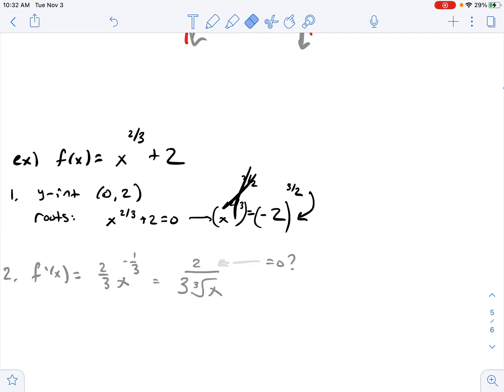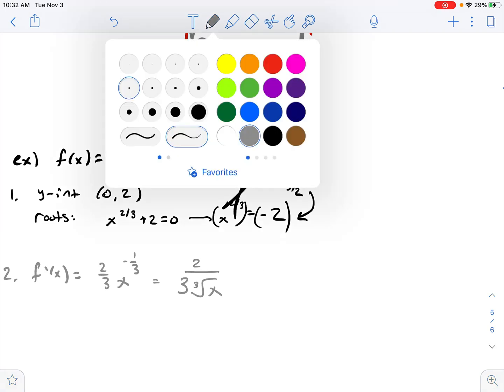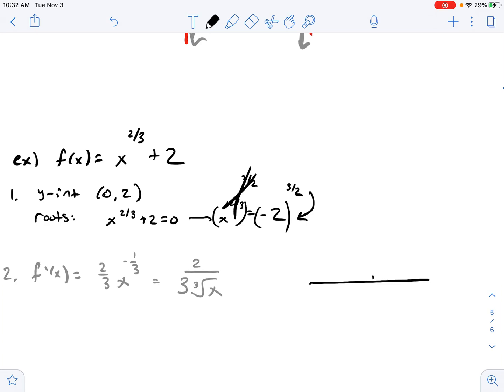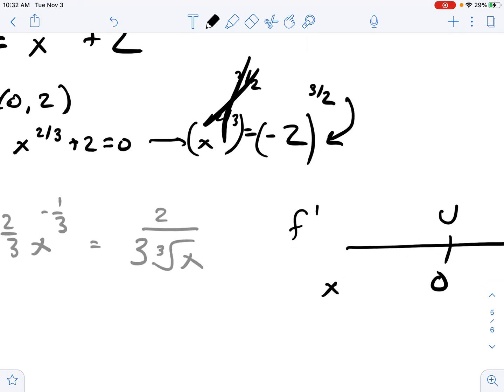Now, will that ever equal 0 in the numerator? No, there's no x. So the derivative never equals 0, but it is undefined at x equals 0. Okay, notice 0 makes the denominator 0. So we have a critical point at 0. And if I take a negative number and I take the cube root of that negative number, it comes back negative. And then when I multiply that negative number in the denominator by 2/3, it's still going to be negative. So if I plug a negative in, I get back a negative.